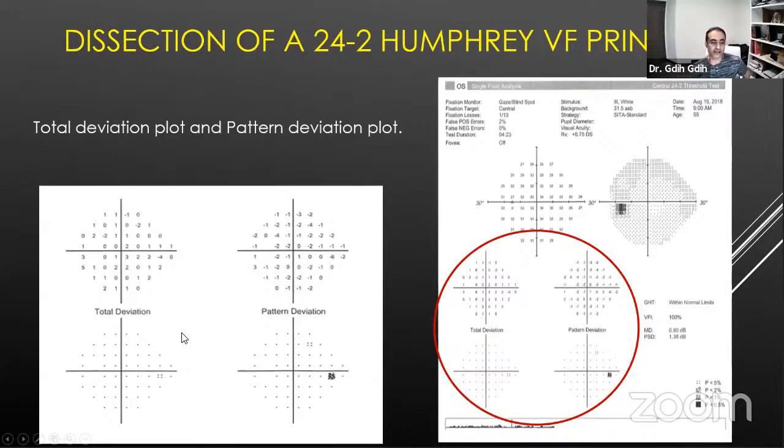By far, those two are the most important. That's where the doctor looks to get the right information about whether this is glaucoma or not, whether this is a cataract or media opacity or refractive error or whatever. So those are the areas where we look down and analyze our results, not the grayscale up there.